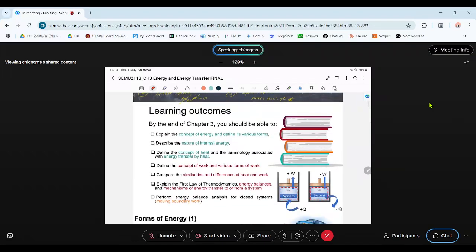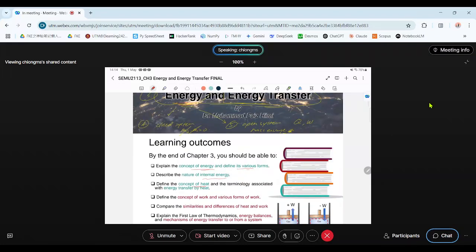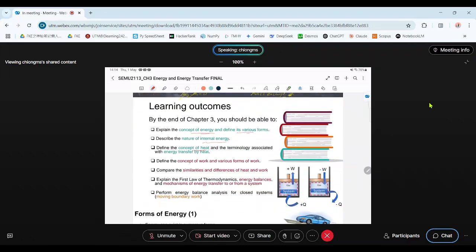For this chapter, it's really about the concept of energy. So you learn about the concept of energy and how to define the various forms of energy. And then we'll look at what is internal energy, the nature of internal energy. And then the concept of heat. We talk about there's heat, there's work. So what are they? So the concept of heat, later on the concept of work as well, and then the various forms of work, and then the various forms of heat. Mainly heat transfer. Heat is just heat. There's no various forms of it.